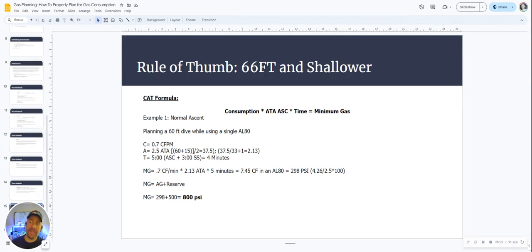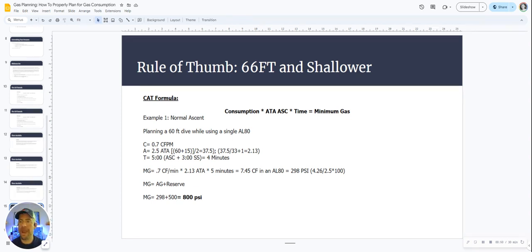So if we use the CAP formula at 0.7 for a dive that's 60 feet or shallower, let's go through the math real quick and we'll talk about the ascent. So set 0.7 cubic feet per minute. We have 2.5 ATA, that's the average ascent. In this case, it's a little different because now we're making a safety stop. So we're going to take 60 where we start our ascent, and we're going to go 15 because we're going to spend some time at 15, 3 minutes.